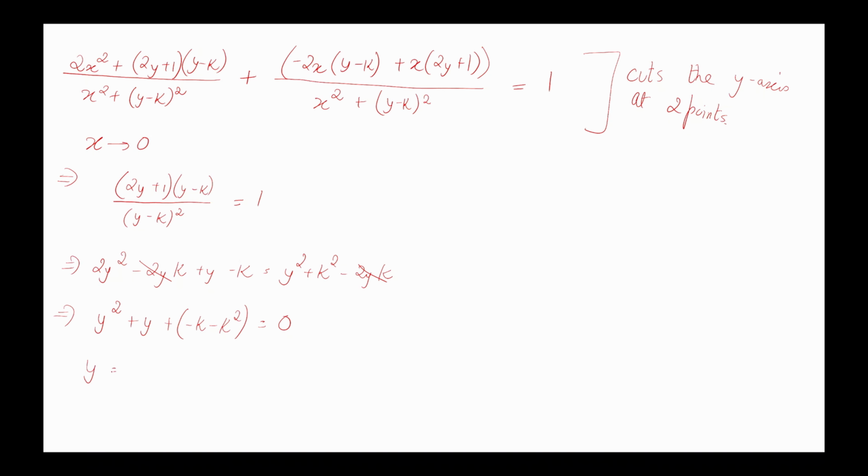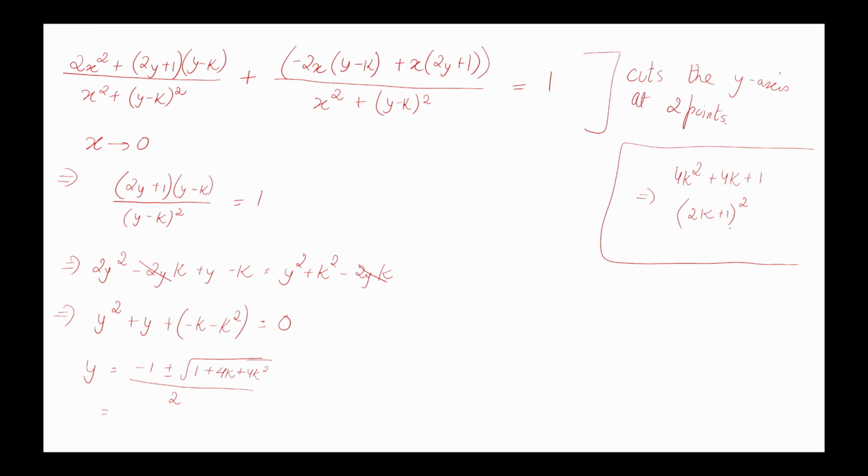Now if I try to solve this quadratic, what would I get? Minus b plus minus root under b square minus 4ac, so this would become 1 plus 4k plus 4k square upon 2a. So ultimately, what are the values of y from this equation that we can get? This 4k square plus 4k plus 1, how can I write it down? This can simply be written as 2k plus 1 whole square.